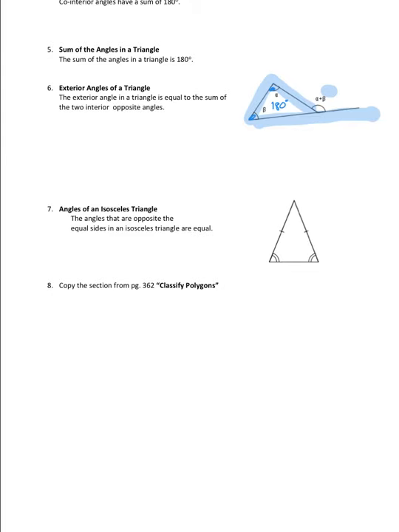So then the last one is the angles of an isosceles triangle. And remember that in an isosceles triangle, you're going to have two sides that are identical. And because these two sides are identical, that means that these corresponding angles on the inside here are also the same. Okay, so these angles are also the same here.